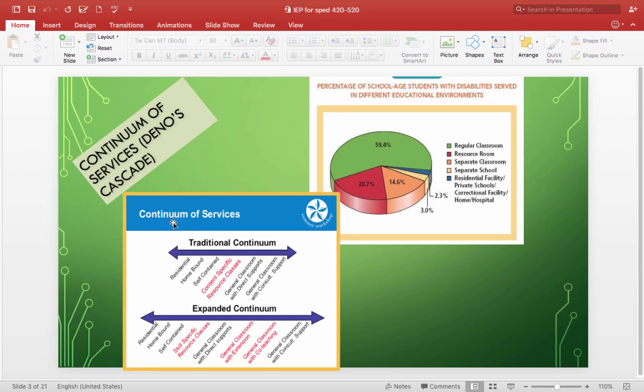So Evelyn Dino came up with the first continuum of services, or the first cascade, where we looked at general ed with some consultative support. Now, you have to remember, many years ago, we did not ever put students with any kind of a disability into a classroom where there wasn't at least some kind of moderate support. So then we went to direct services, resource classes, self-contained, homebound, and residential.